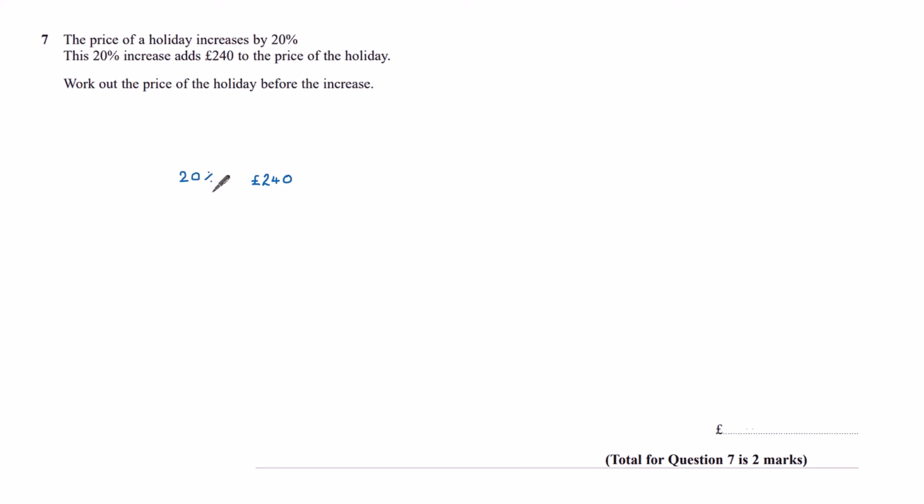Now, if I'm happy here, I could multiply this up by 5 to get 100%, but since this is a non-calculator paper, a slightly safer route is to divide these values by 2, then I know 10% is the same as £120. And the price of the holiday before the increase is 100%. So the price of the holiday is 10 times these values, so 100% of the cost is £1,200. And it is slightly nicer to multiply this by 10 than this by 5. It is up to you how you get there, but I can write down that the price of the holiday was £1,200.